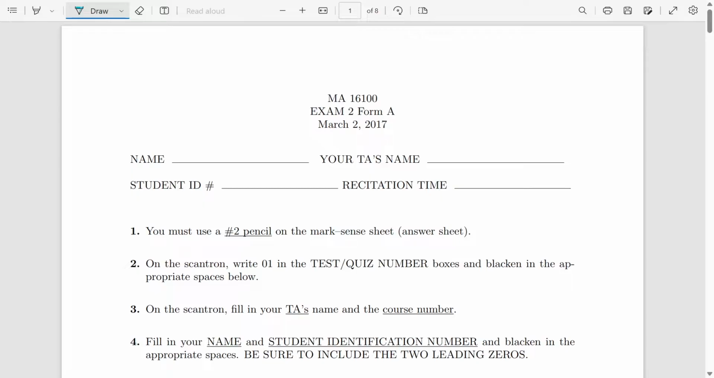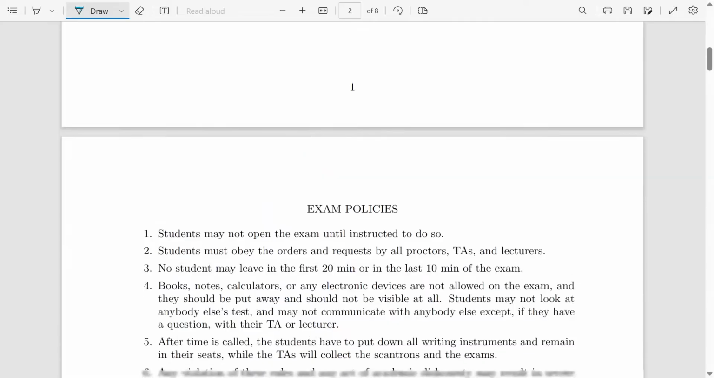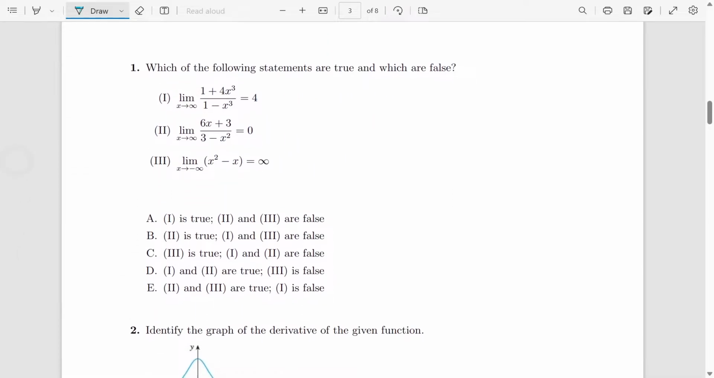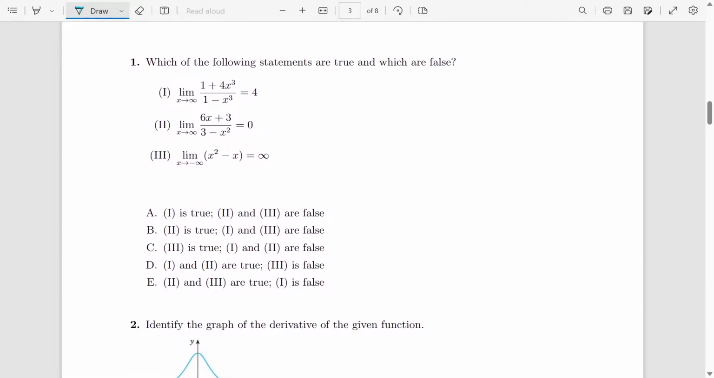This is now my third Exam 2, and I'm starting to get the hang of some of these problems since they're kind of all the same, just a ton of derivatives and some limits. So let's go ahead and get started with number one. Hey, a bunch of limits.